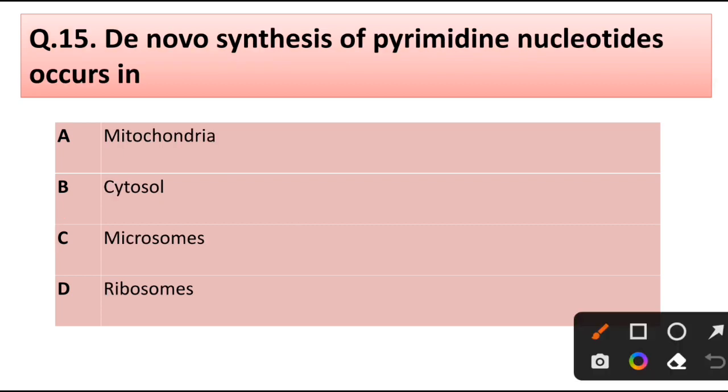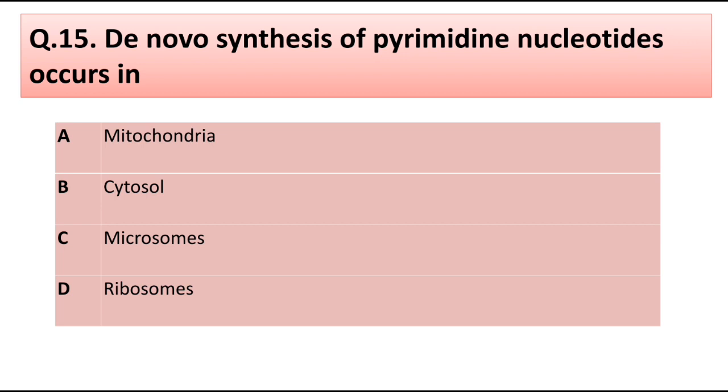Question number 15. De novo synthesis of pyrimidine nucleotides occurs in mitochondria, cytosol, microsome, or ribosome. Correct answer is option B, in cytosol de novo synthesis of pyrimidine nucleotides occurs.